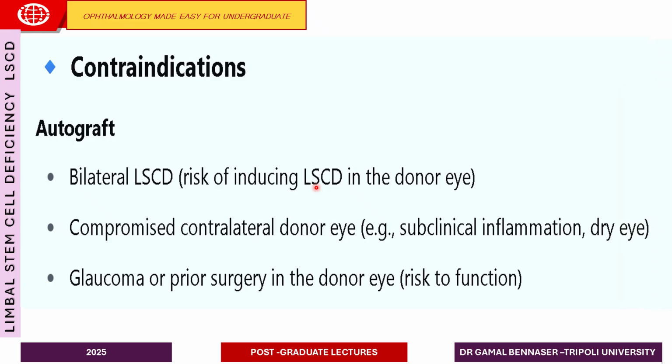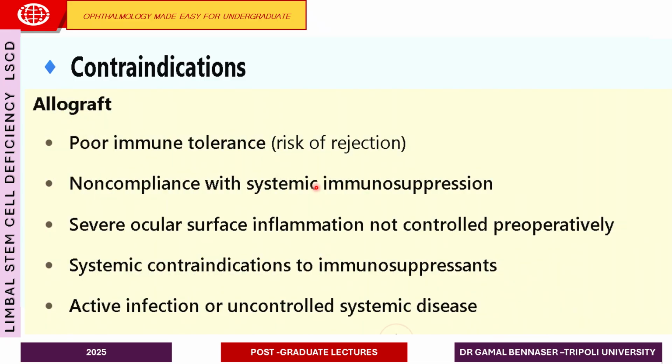Now, the contraindication for autograft, as I said, is if the contralateral eye is risky or borderline, you should not go for that. And if there are also operations like glaucoma or any prior surgery in the other eye, better not to go for the autograft.